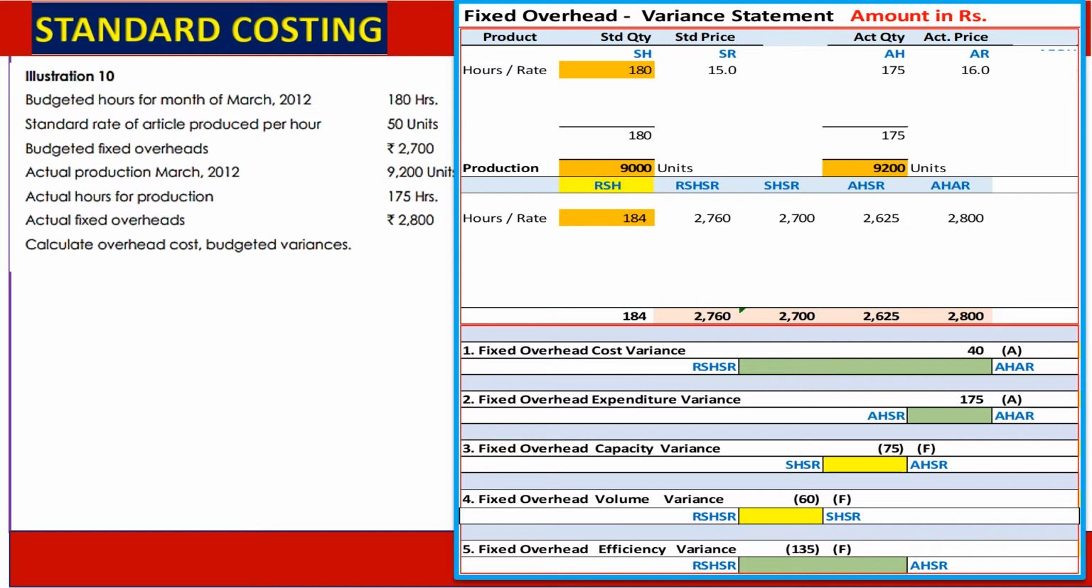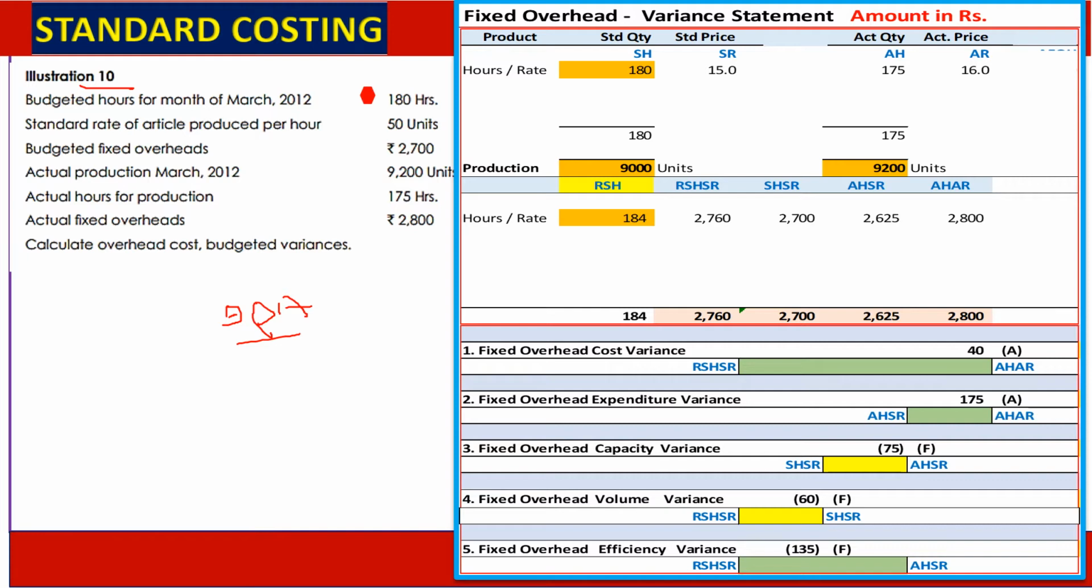Let us take problem illustration number 10. In illustration number 10, there is no difference between budgeted days and actual days. Because of that reason, only capacity variance will be there. We will not have calendar variance. When budgeted and actual are different, then only we will have calendar variance. Under that understanding, let us go to solve the problem.